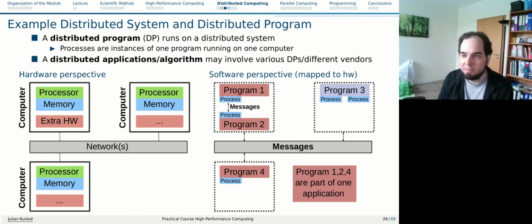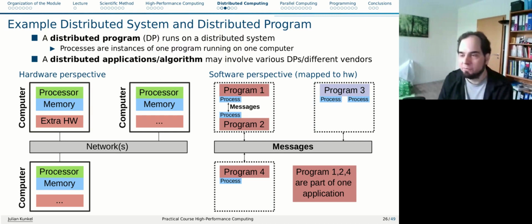So here's an example of a distributed system, how this looks like in a distributed program. From the hardware side, we have multiple computers that are connected to a network. So that's the way where they can exchange their messages. And in a computer, you have a processor, you have your own memory. You can have multiple processors and multiple memories, of course. And now our distributed program runs on this system.